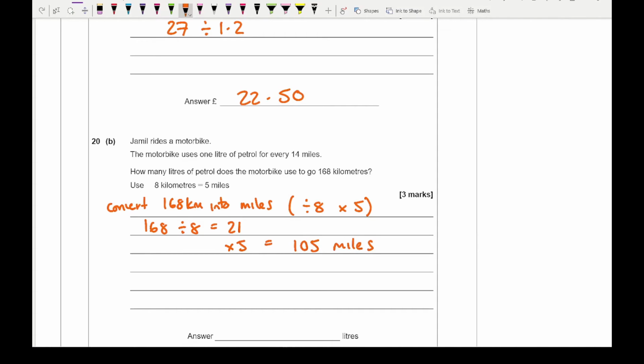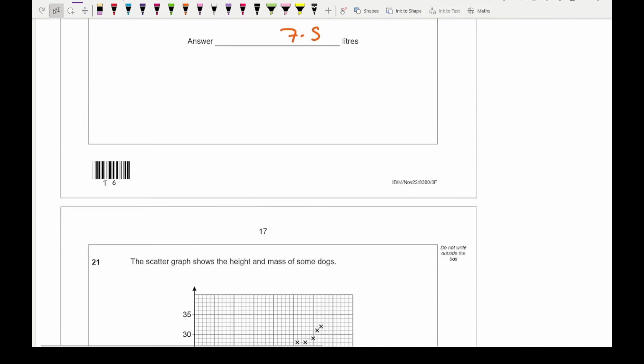So next, we then want to divide that by 14 to work out how many litres it's going to need. So here we do 105 divided by 14, which gives us an answer of 7.5. So 7.5 litres is how much he's going to need.